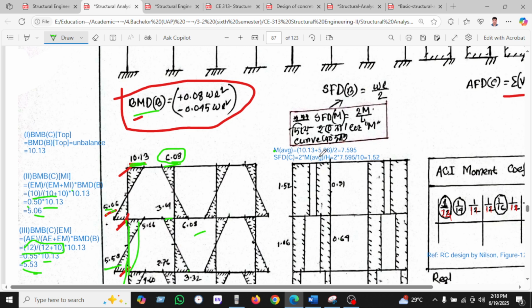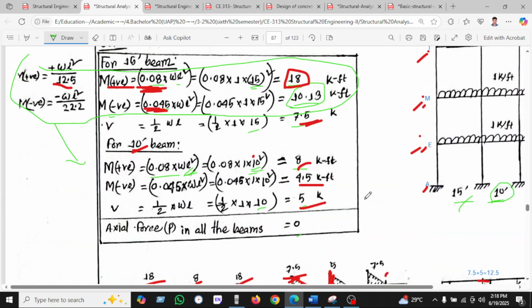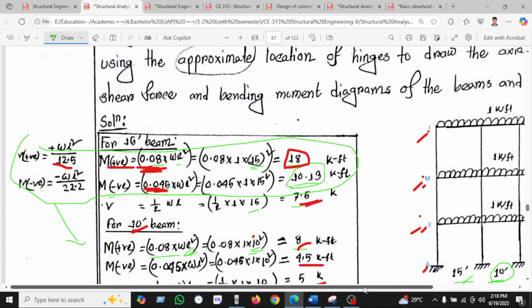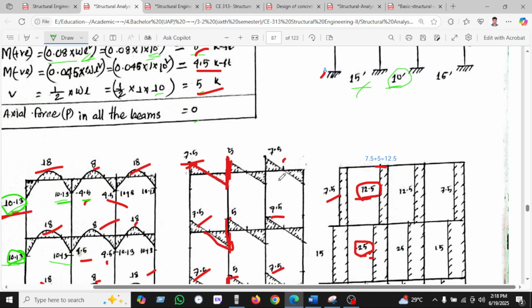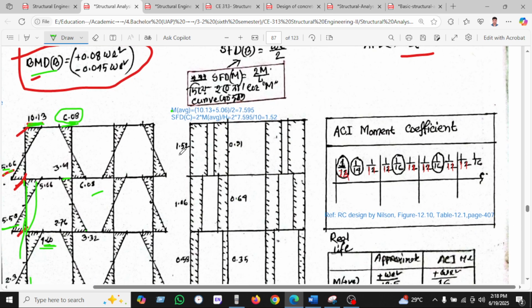So 2 into the M average we have, 7.595, and H is nothing but 10 feet. We have shown in our figure here it is 10 feet. Okay, and in this way we have 1.5. In the same way you can calculate here.